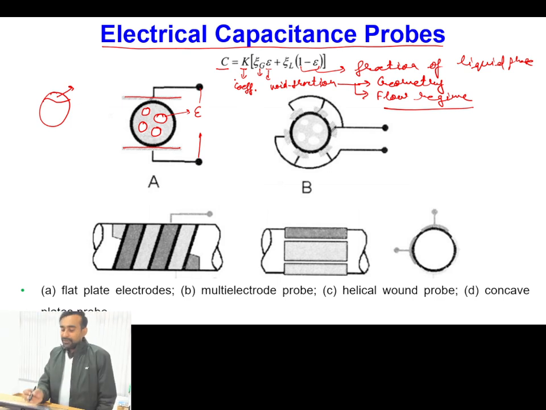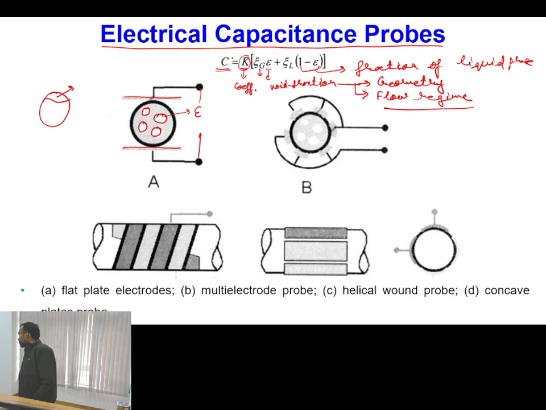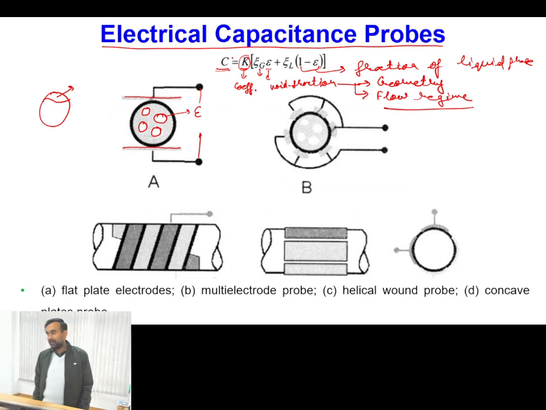That's why whenever we are using this capacitance based probe, we have to always calibrate this probe for a particular flow regime in order to find the value of this coefficient. Is this one clear? So this coefficient needs to be calibrated for each and every flow regime. It will have a specific value corresponding to a particular flow.